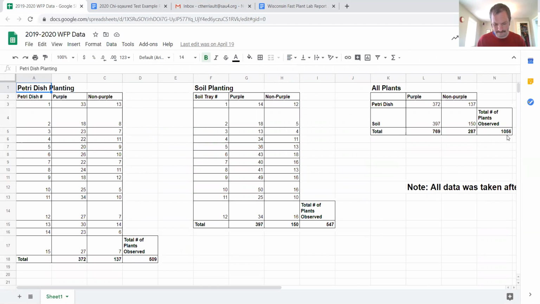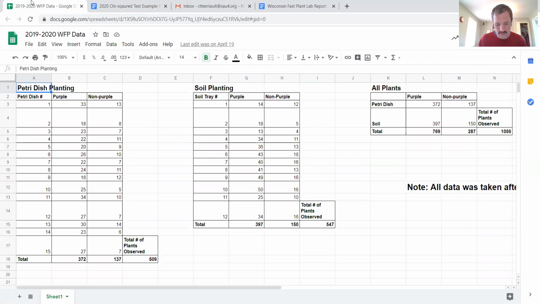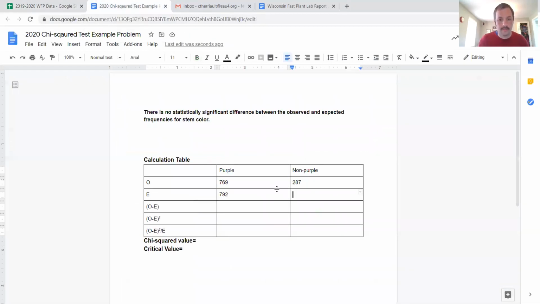So I need to take 75% of 1,056. If I put that in my calculator, I get 792. If I go 1,056 times 25% or 0.25, I get 264. So this expected is what I expect based on the 75%, 25% from my F2 generation that I got using the Punnett square. Now, O minus E: 769 minus 792 is negative 23, and 287 minus 264 is 23.